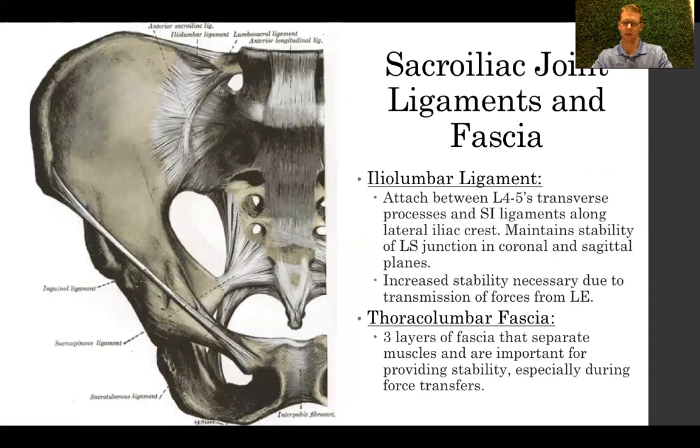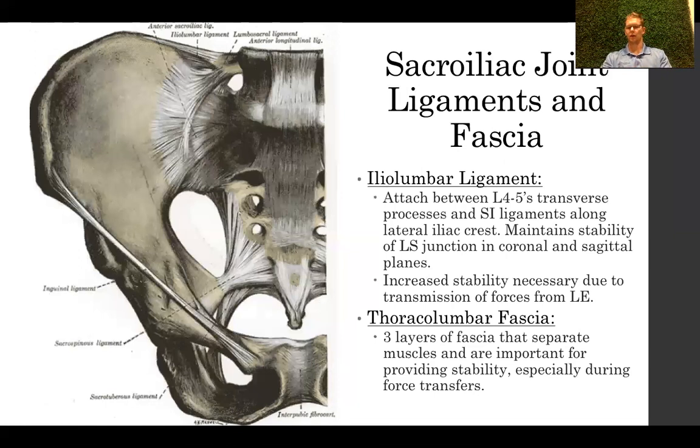Finally, the iliolumbar ligament attaches from the L4-5 transverse processes and SI ligaments along the lateral crest of the ilium. This helps maintain stability of the lumbosacral junction in both the coronal and sagittal planes. Sometimes increased stability is necessary due to transmission of forces from the lower extremity. And what that means is that as someone's walking, squatting, doing a lunge, you're going to have so much force going across the pelvis that there needs to be some ligamentous support that goes from the lumbar spine to the pelvis to provide some added stability.